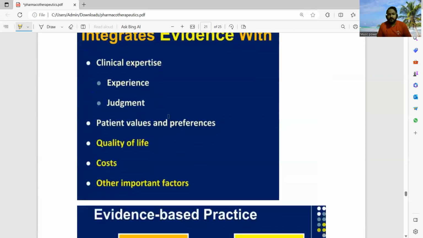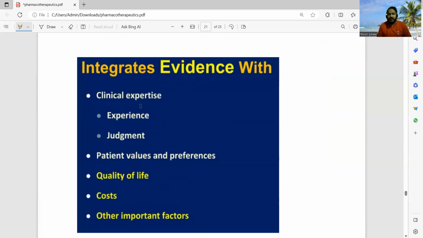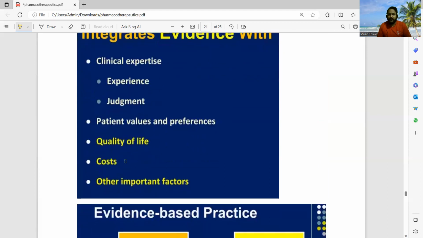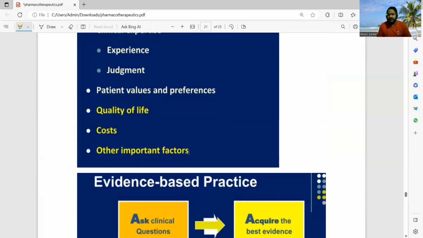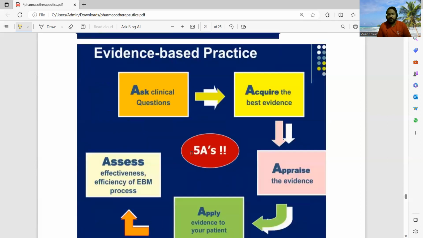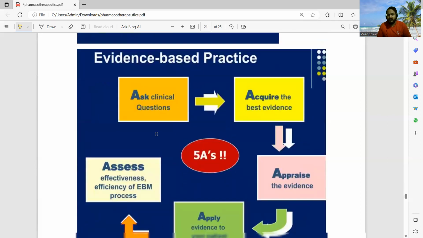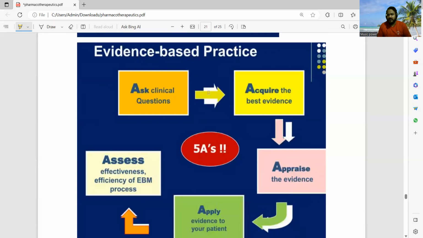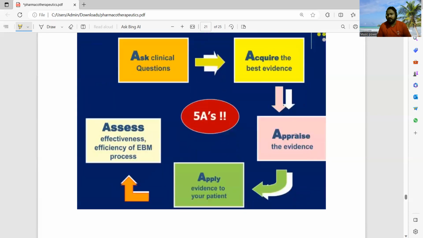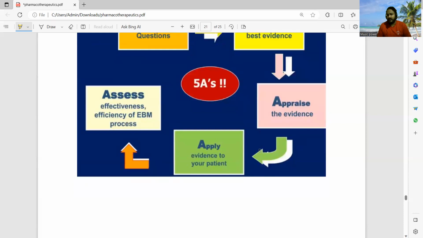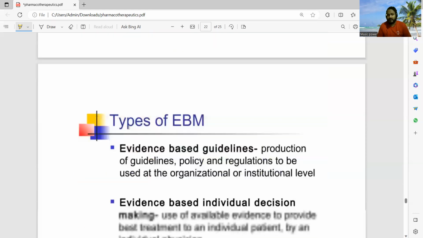and integrates evidence with clinical expertise, experience, judgment, and past case studies, and patient values and preferences, quality of life, cost, and other important factors. So evidence-based practice moves in this flow chart: ask clinical questions and acquire the best evidence, appraise the evidence, apply the evidence to your patients, and assess effectiveness and efficacy of the EBM process.